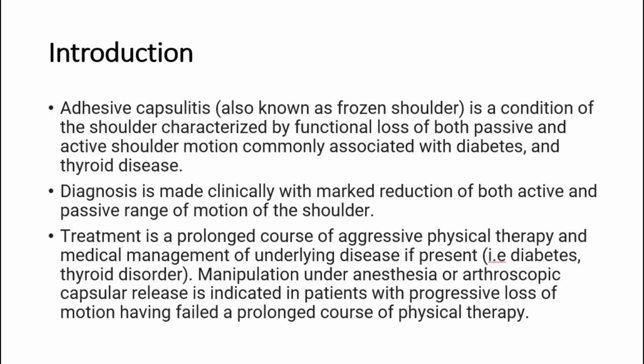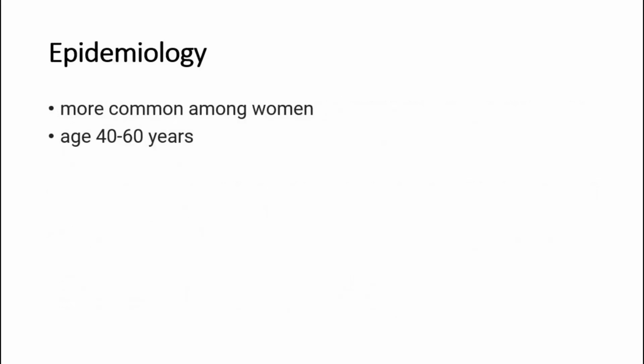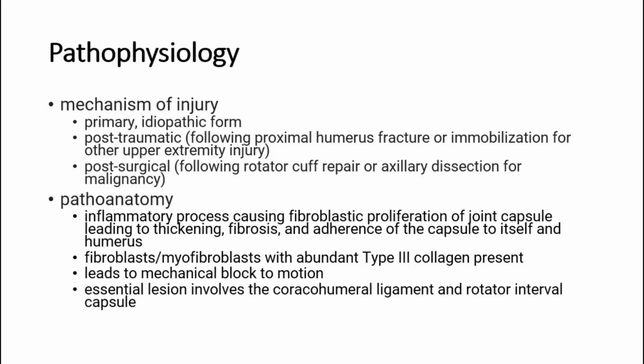Manipulation under anesthesia or arthroscopic capsular release is indicated in patients with progressive loss of motion having failed a prolonged course of physical therapy. It is more commonly seen in women 40 to 60 years old. For its mechanism of injury, it can be primary and idiopathic form, or can be post-traumatic, following proximal humerus fracture or immobilization for other upper extremity injury, and also post-surgical following rotator cuff repair or axillary dissection for malignancy.